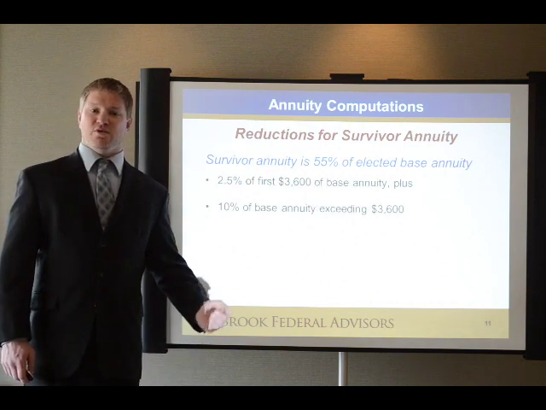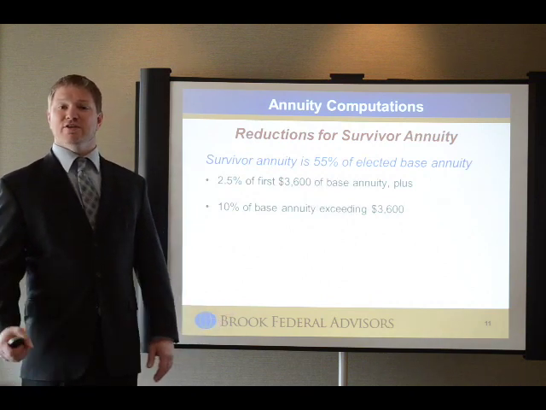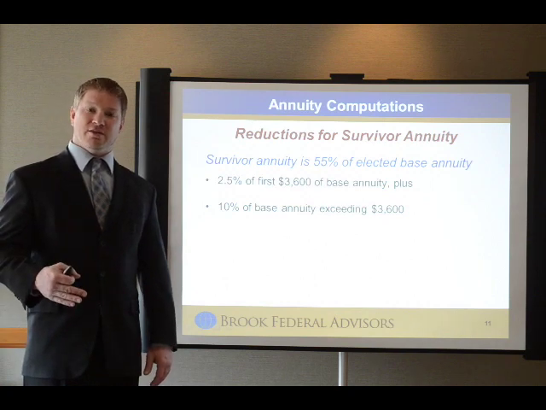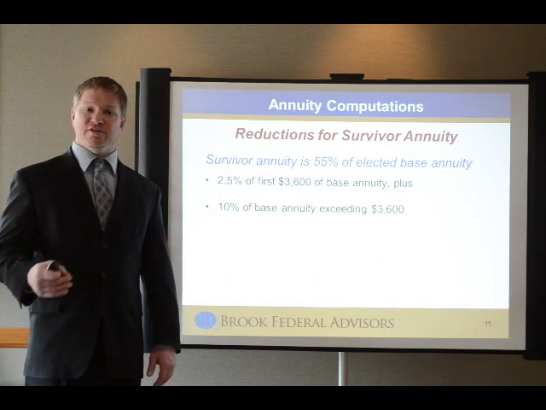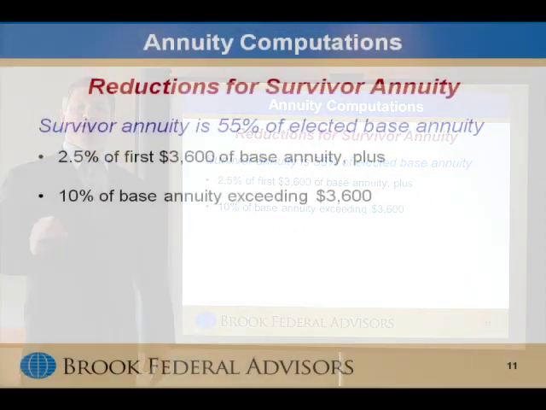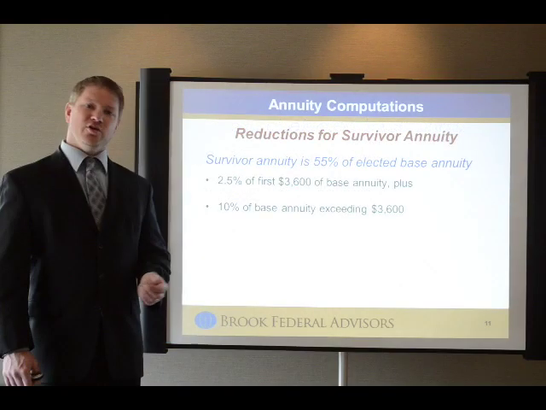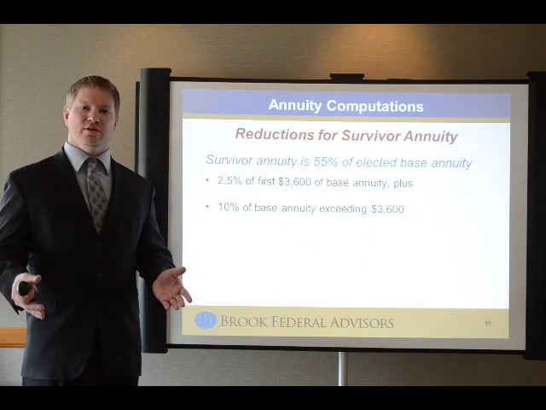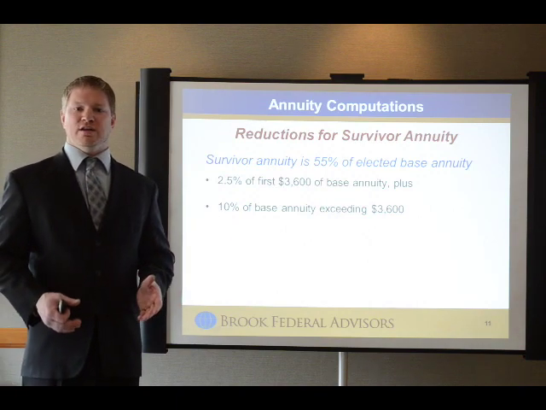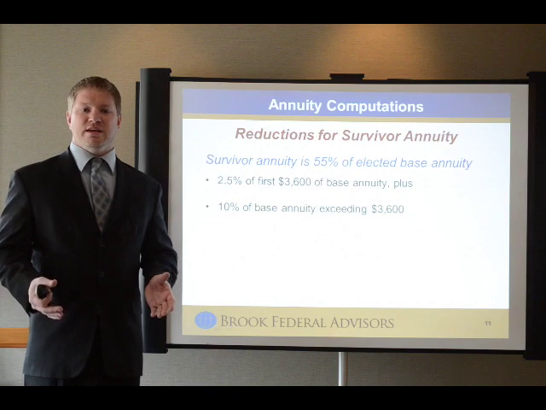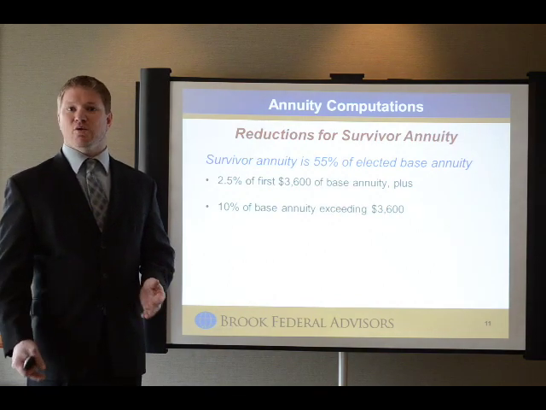Reduction, the next one, is for a survivor annuity. A survivor annuity, you can see some of my other videos on survivor benefits for further details, but your survivor annuity is 55% of your elected base annuity. When selecting that base annuity, you will pay 2.5% for the first $3,600 and 10% of your annuity after that. So if you're going to apply it to your entire annuity, the prior example of $31.56 a month, it's going to cost you about 10% of that, or just under.